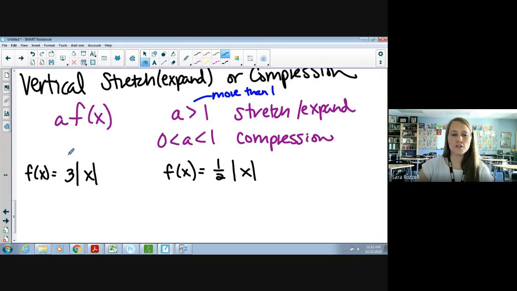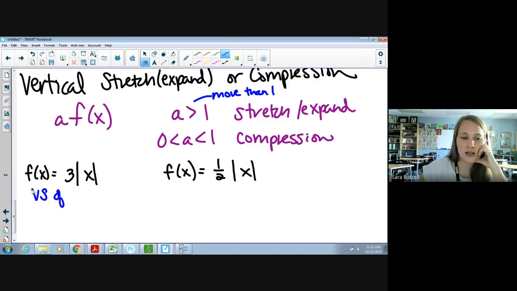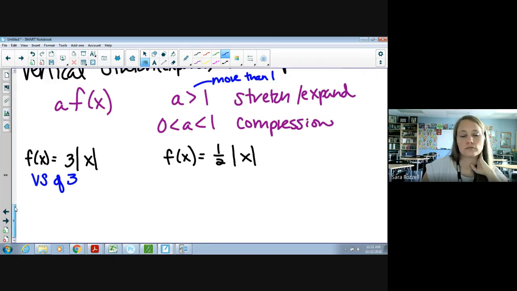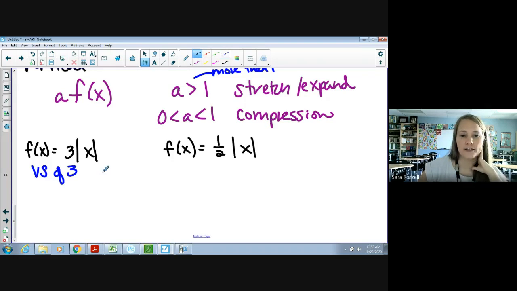So on our first one, we have 3 times the absolute value of x. Is this going to be a stretch or a compression? Is it going to stretch or compress? It's going to stretch because 3 is bigger than 1, right? So we can write a vertical stretch of 3. And now I'll show you how to graph it.